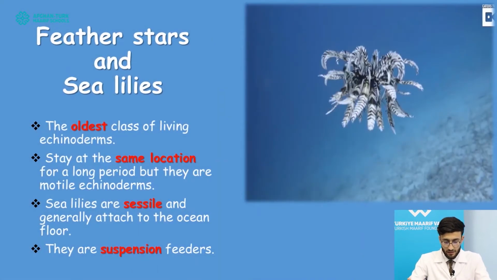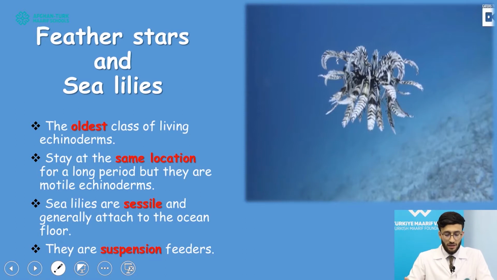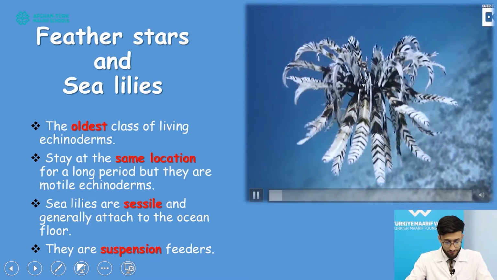Let's talk about their morphological features in more detail. In this slide, we're going to talk about the feather stars and sea lilies. Mainly, they are the oldest class of living echinoderms. So they stay in the same location for a long period, but they are motile echinoderms.